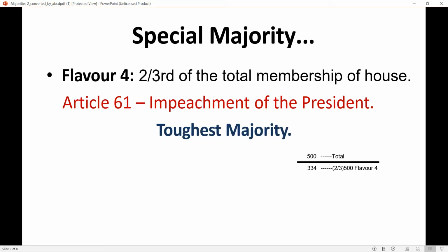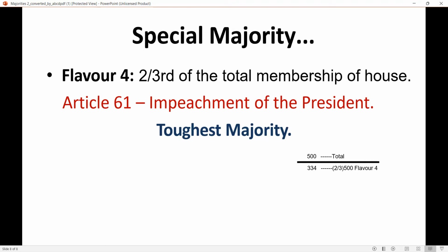And finally, flavor number 4 or type 4 of a special majority. This is the toughest majority. In this, 2/3 of the total membership of the House is required to pass that resolution or bill. And this special majority is used in only one case, that is in the impeachment of the president.